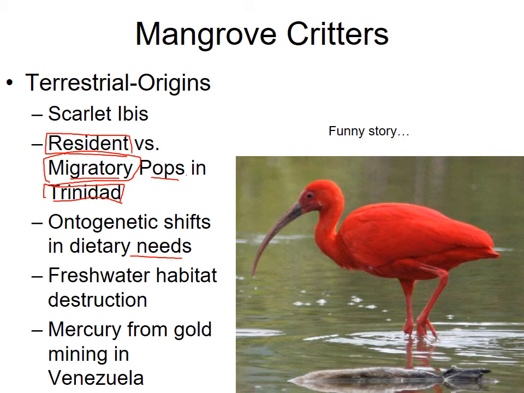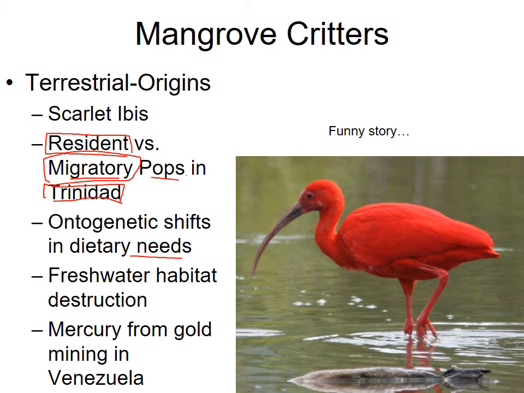So in Trinidad historically, that was fine because there were mangroves where the adult scarlet ibis could feed and where all the scarlet ibis would go when it was not the breeding season. But during the breeding season, the scarlet ibis would have to go to the freshwater swamps in Trinidad to feed. Unfortunately, due to excessive development in Trinidad, those freshwater swamps were mostly destroyed. So there's no place for the scarlet ibis in Trinidad to find food for their babies, and so they could no longer breed and be resident in Trinidad.